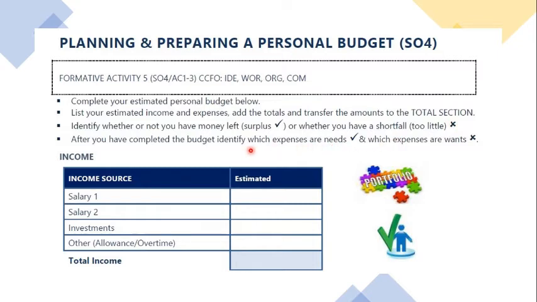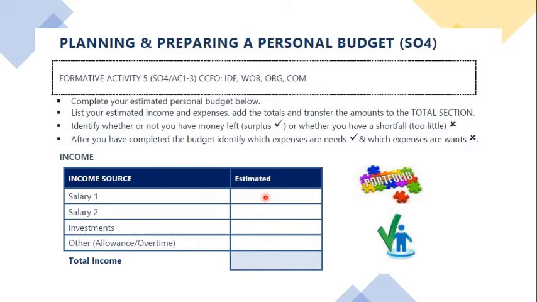After you've completed the budget, identify which expenses are needs, that's correct, that's first, and which expenses are wants. So it's not wrong, but it is secondary. Income here talks about brutto because we're going to talk about expenses soon. So brutto, before deductions. So salary 1 estimated, that would be you.